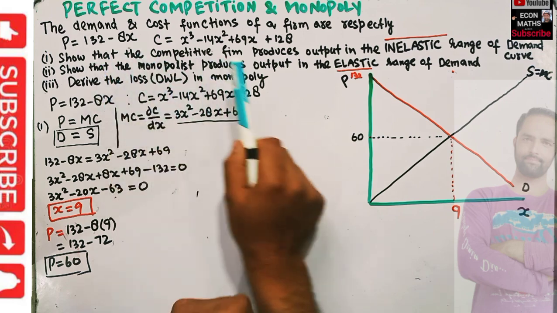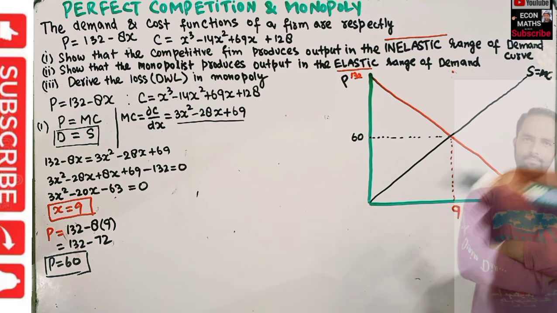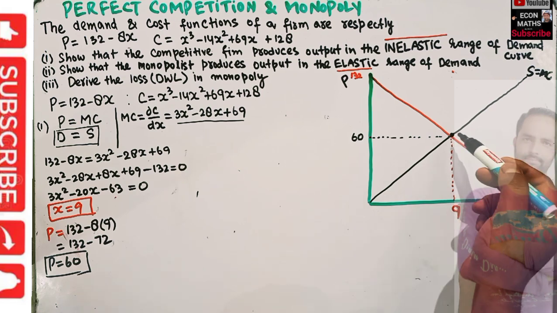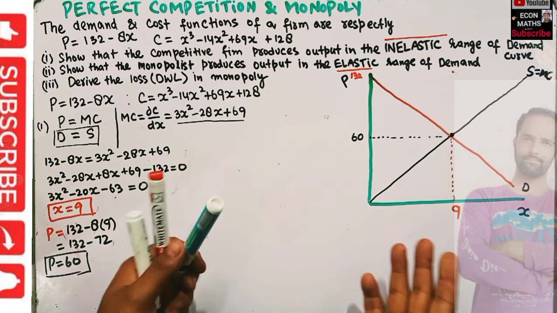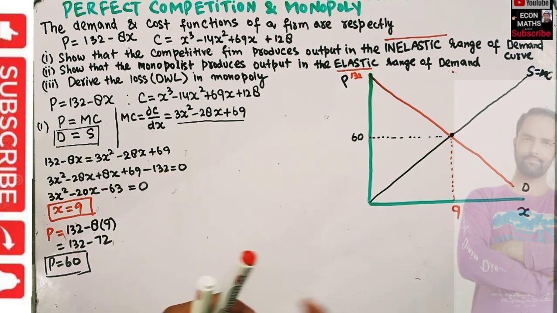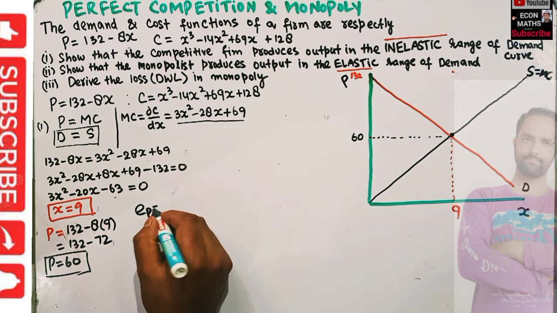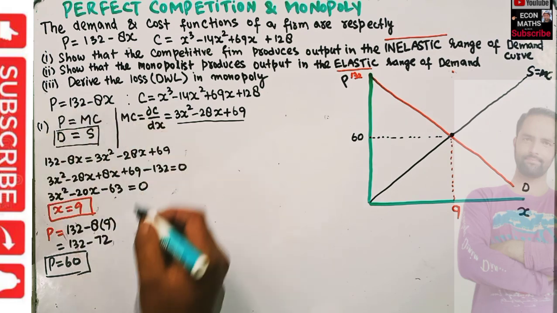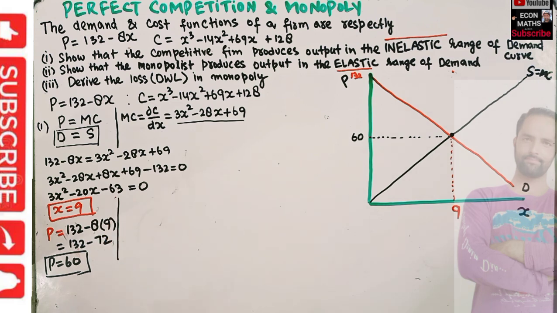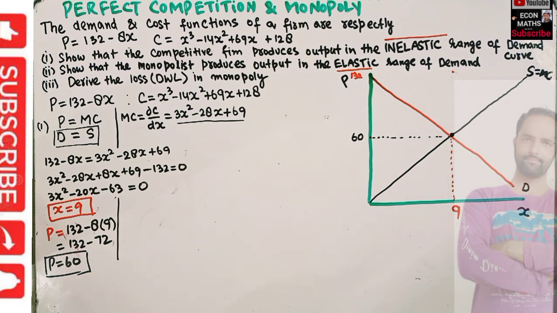Now the question was, show that a perfectly competitive firm produces output in the inelastic range of demand. So we just need to see what the elasticity of demand is at this point. Now how do we calculate the elasticity of demand? The formula for price elasticity of demand is, let me rewrite this demand function first.